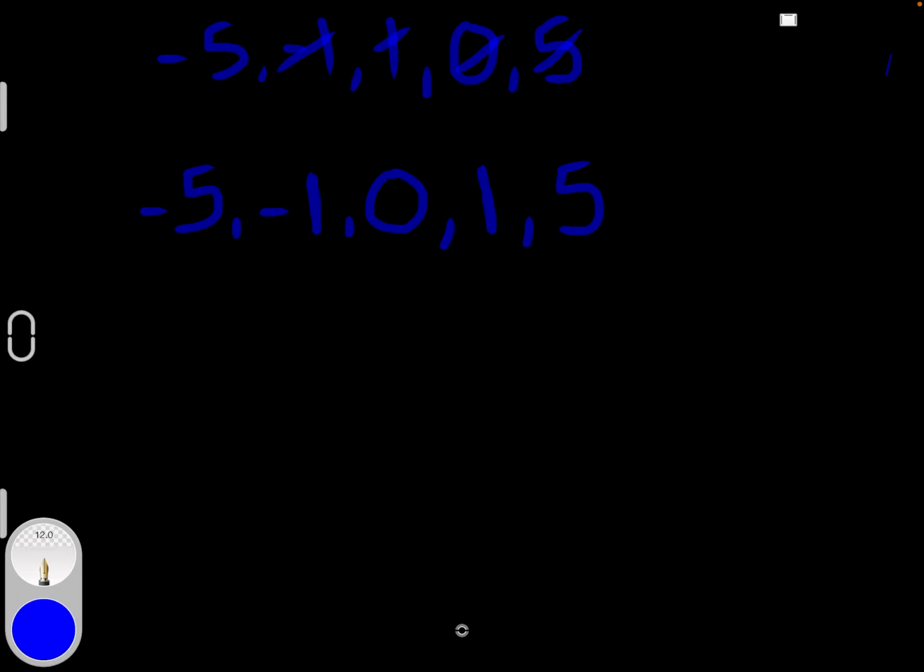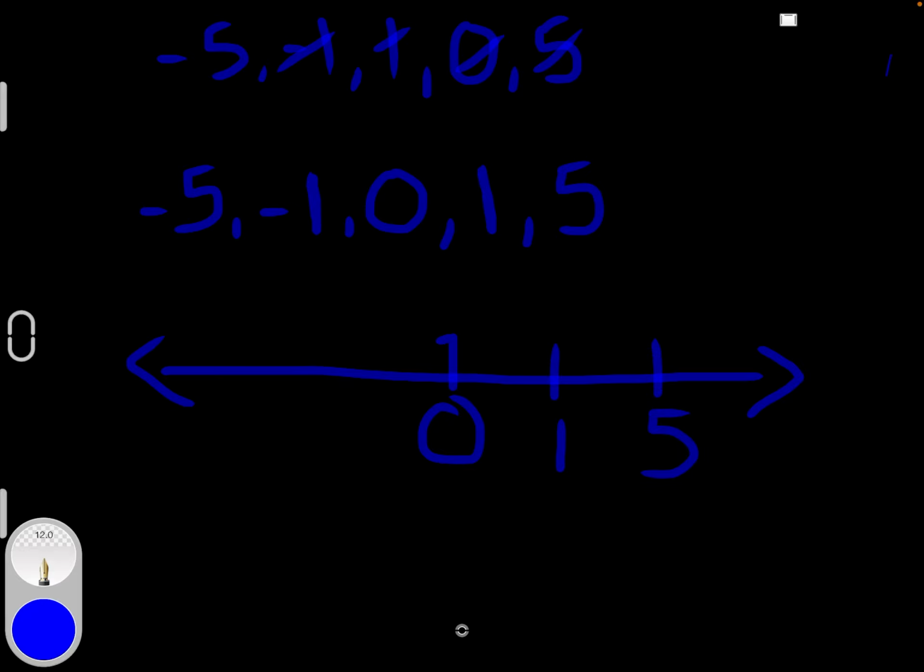If I were to plot this on a number line, like always, I'm just going to start with my 0. And then I'm going to write in my 1 and my 5 on the right side. Because anything to the right of a 0 on a number line is going to be positive. With that said, anything to the left of a number line is going to be negative. So to the left of a 0, I should say.